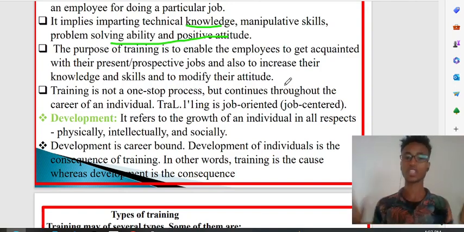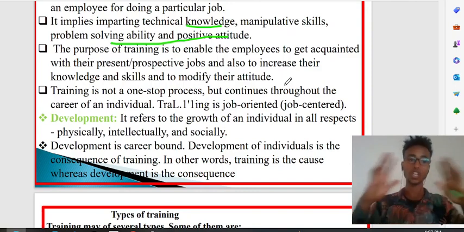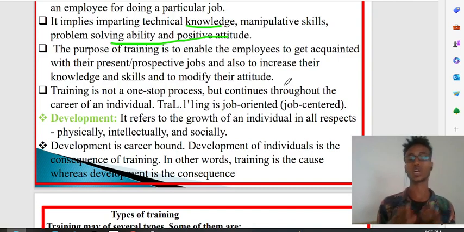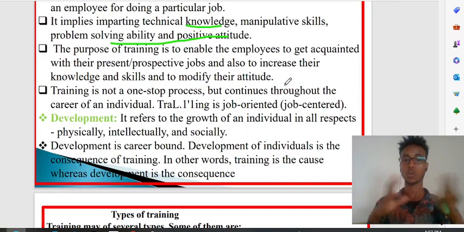You may see detail in human resource management, and if you need, you can see our tutorial in human resource, which covers training and development.